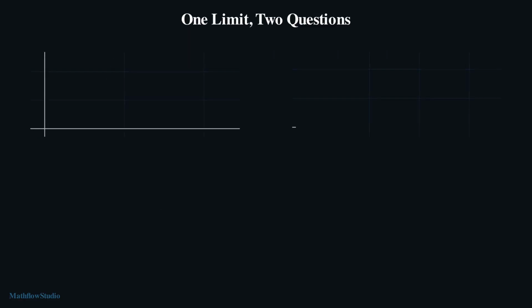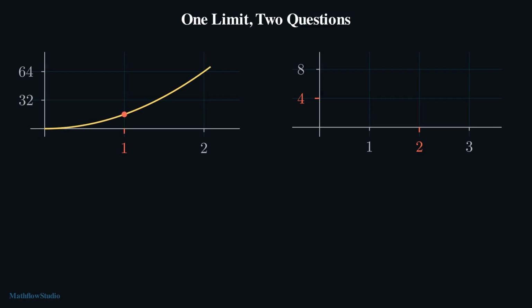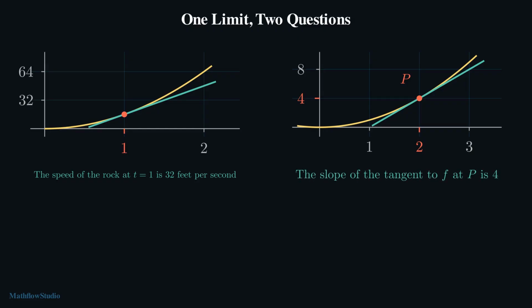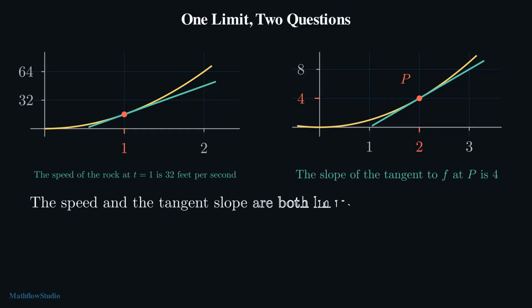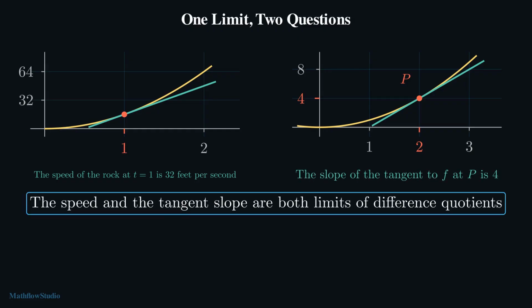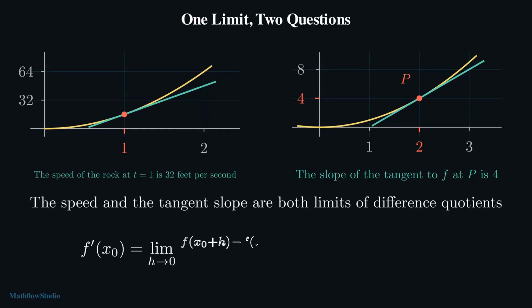The falling rock and the parabola carry the same construction. The secants of the fall curve at the instant 1 have slopes tending to 32. The secants of the parabola at the point P have slopes tending to 4. The speed of the rock and the slope of the tangent are both limits of difference quotients. The symbol f prime of x naught is that limit, and it answers both questions.